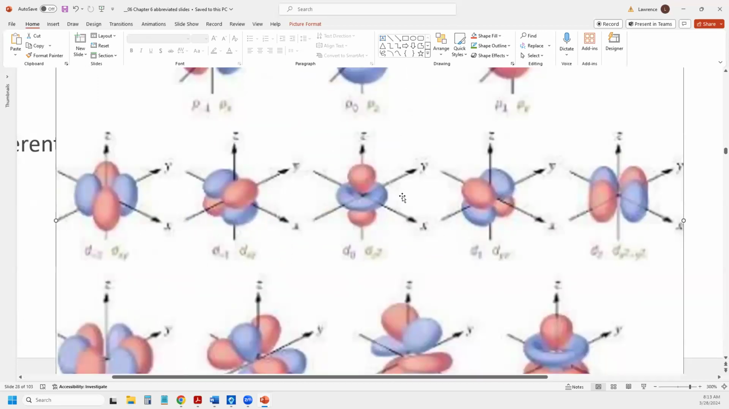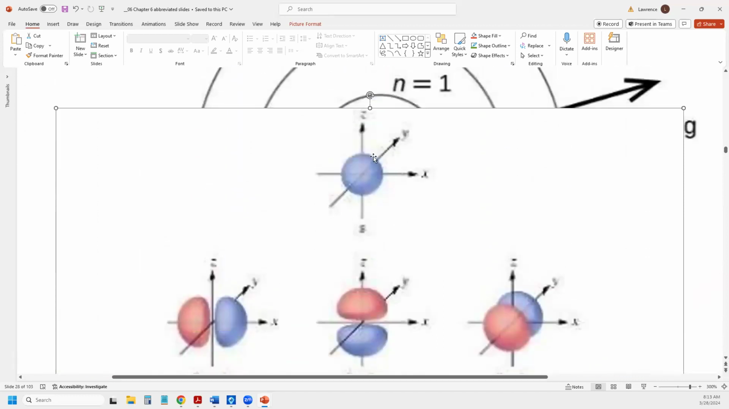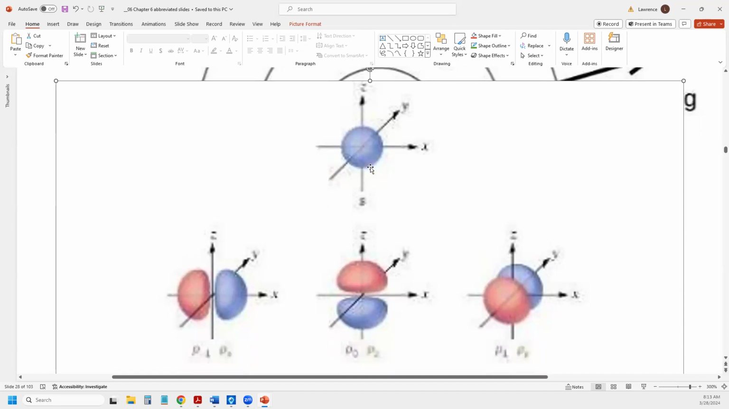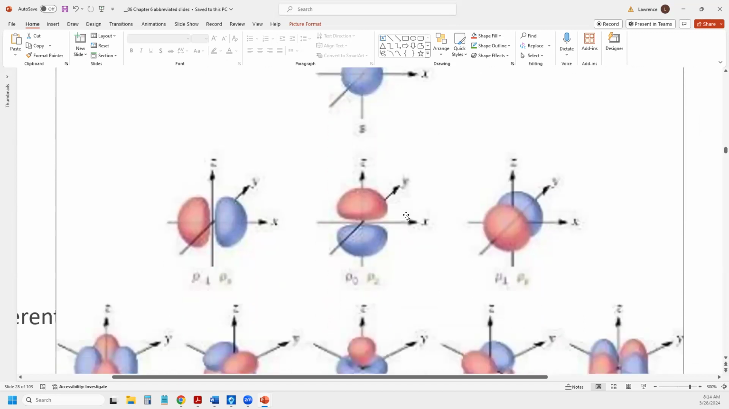s orbitals. This is your Cartesian coordinates, x, y, and z. I know it's a little blurry. You have a sphere that's centered on the nucleus. For p orbitals, just remember l defines their shape. For p orbitals, l equals 1. We end up with these 2 lobes. I think of it like a figure 8, where everything crosses at the origin.